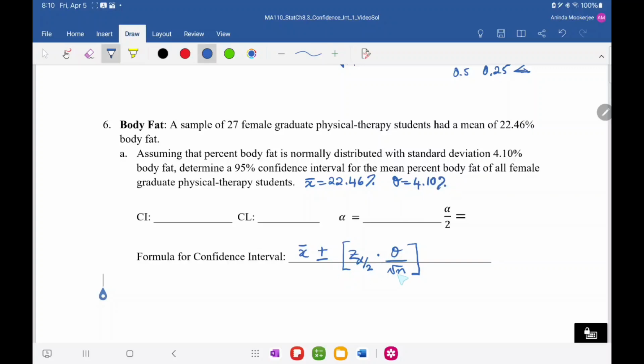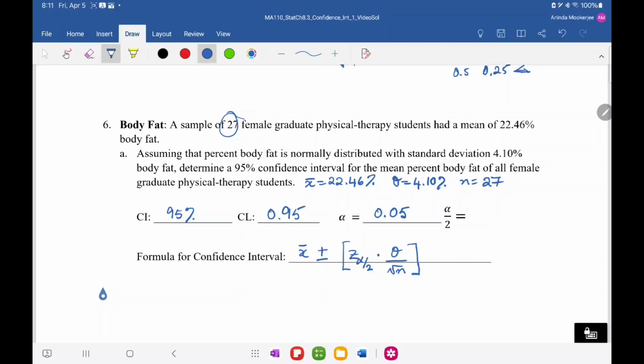What else do we need? We need N, which is 27, right? So I'm going to write 27, and now we need the alpha by 2 value with which we can find our Z value. So the confidence interval, let's fill these values in. The confidence interval is 95%. The confidence level is the decimal version of 95%, so 0.95. The alpha is 1 minus CL, therefore 0.05. So by this time, you should be able to know how to calculate the alpha from the confidence level.